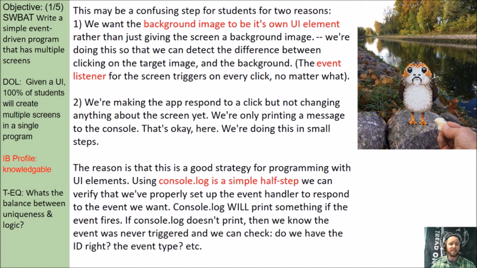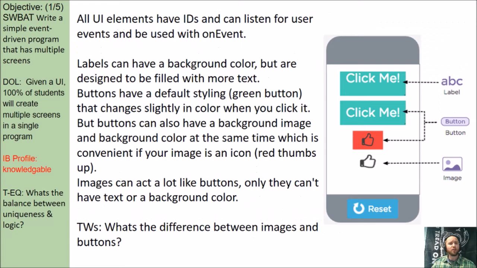That's okay here. We're doing this in small steps. The reason is that this is a good strategy for programming with UI elements. Using console.log is a simple half step. We can verify that we're properly setting up the event handler to respond to the event that we want. Console.log will print something if the event fires. If console.log doesn't print, the event was never triggered, and we can check our code to figure out what's going on. All UI elements have IDs and can listen for user events and be used with an event.